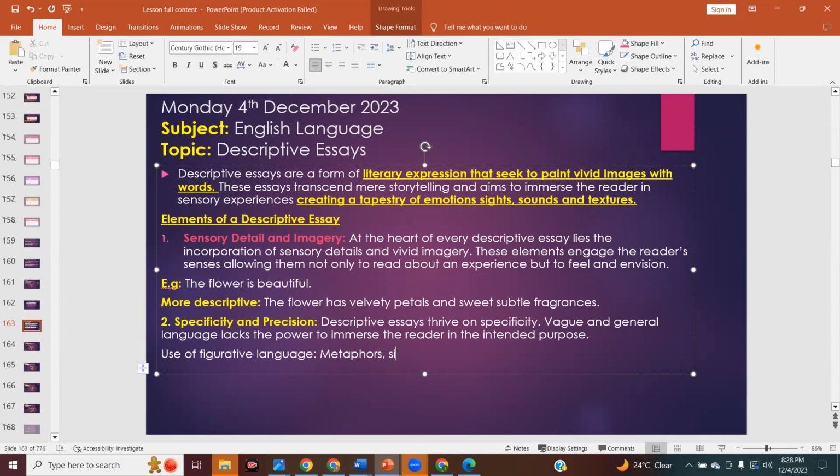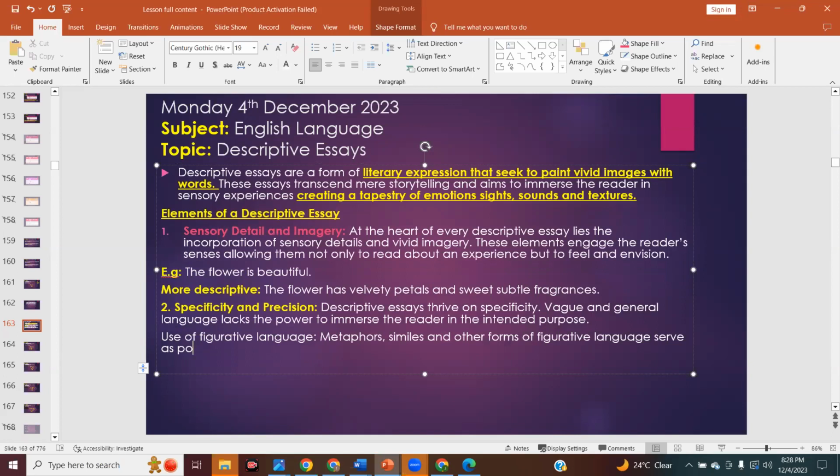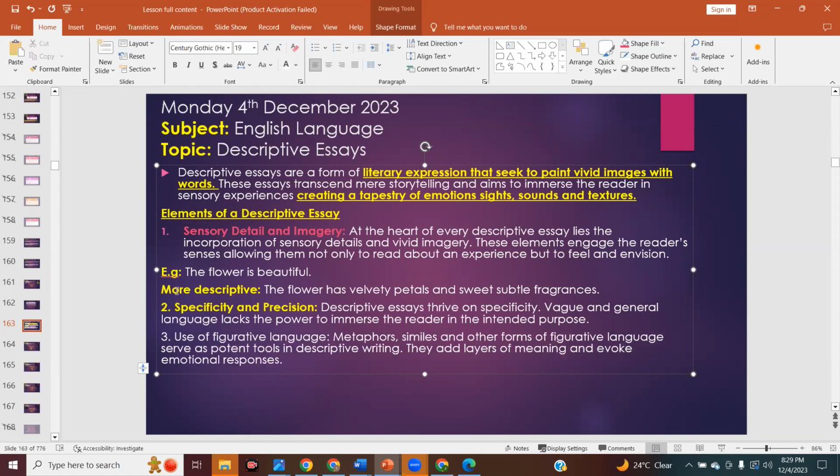So metaphors, similes, and other forms of figurative language serve as potent tools in descriptive writing. They add layers of meaning and evoke emotional responses. So that's very good. You can add figurative language to your descriptive essay to make it more descriptive.